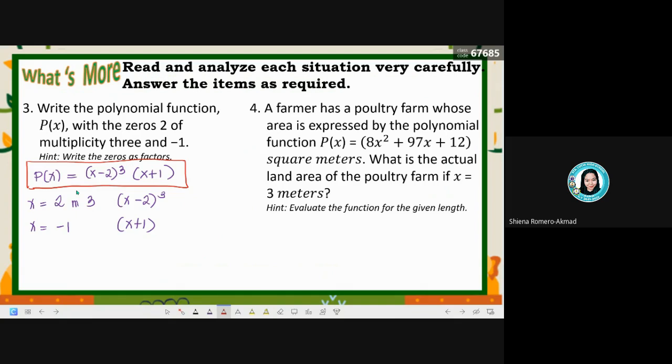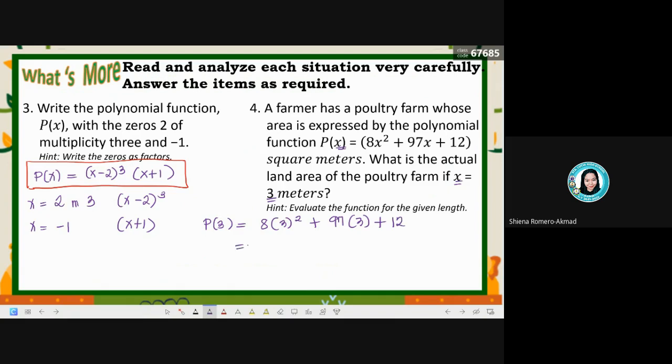How about this one? A farmer has a poultry farm whose area is expressed by the polynomial function p of x equals 8x squared plus 97x plus 12 square meters. What is the actual land area of the poultry farm if x represents 3 meters? So, anong gagawin lang natin doon? Very simple. We have to substitute 3 sa ating x because x is equal to 3. So, P of 3 equals 8 times 3 square plus 97 times 3 plus 12.